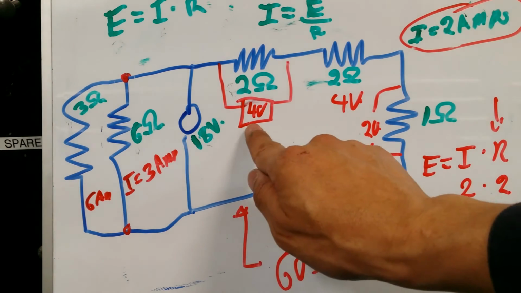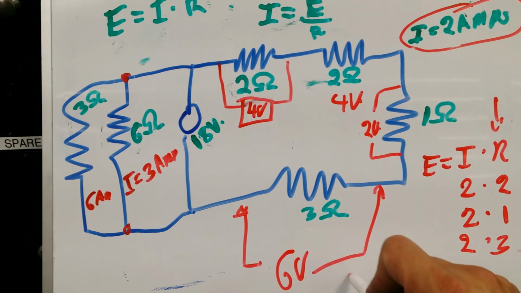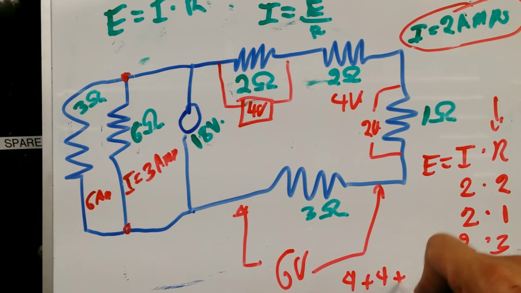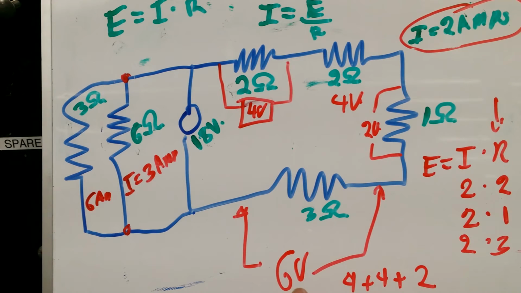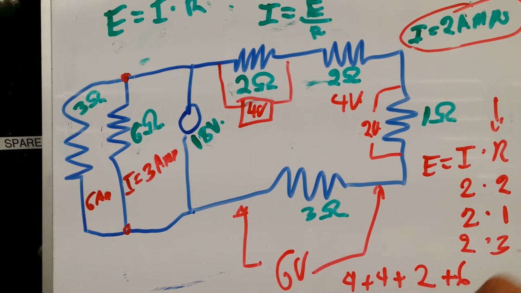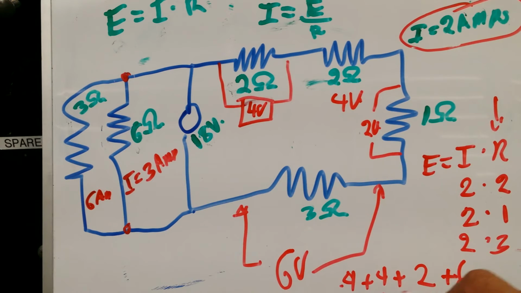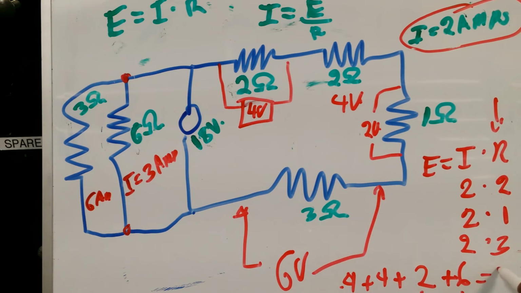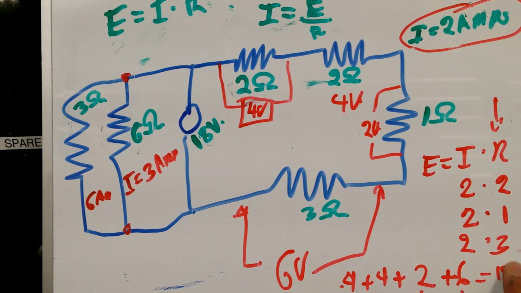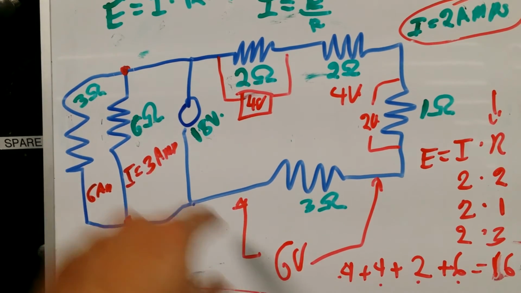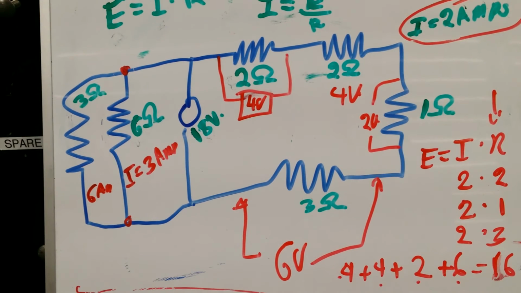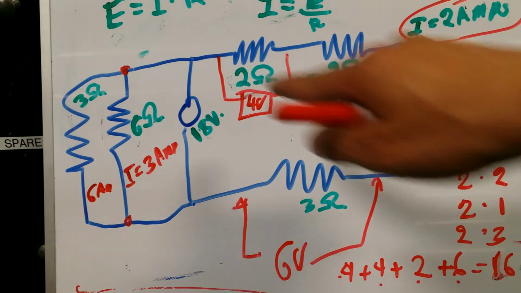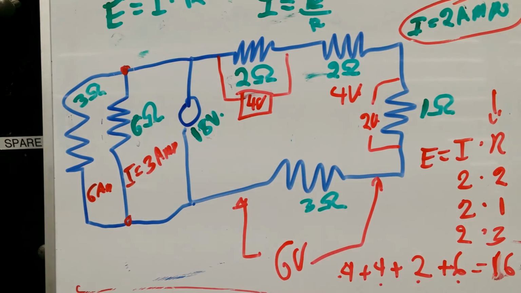As a matter of fact, if I add 4 volts plus 4 volts, that is equal to 8 volts. And to that I add another 2 volts, which is this value. And then I add this value over here, which is 6 volts. So 4 plus 4 is 8, plus 2, 10, plus 6, a total of 16 volts, which is less than this. I made a mathematical error somewhere, because the total voltages over here have to be equal to 18 volts, but it's not the case.